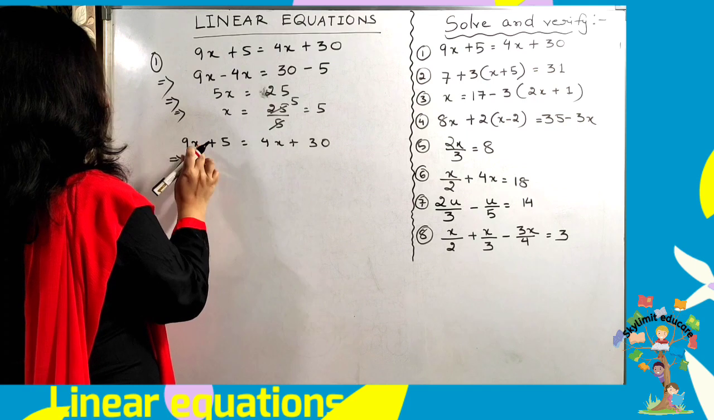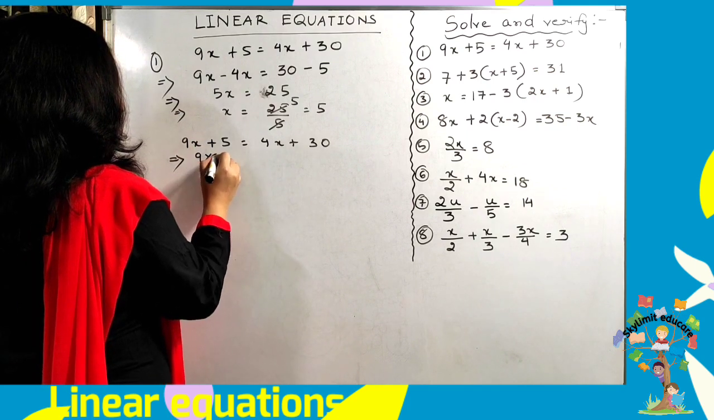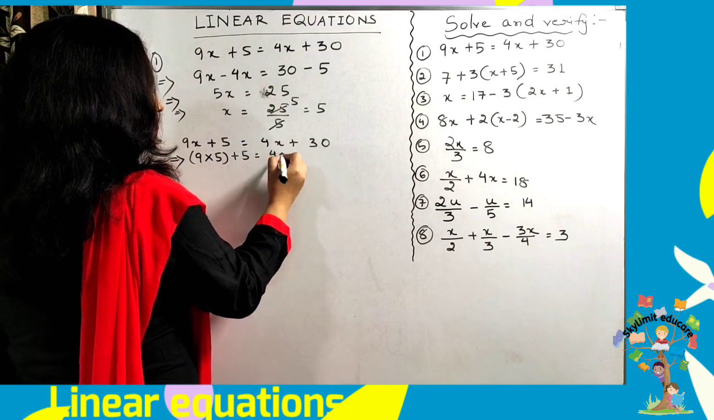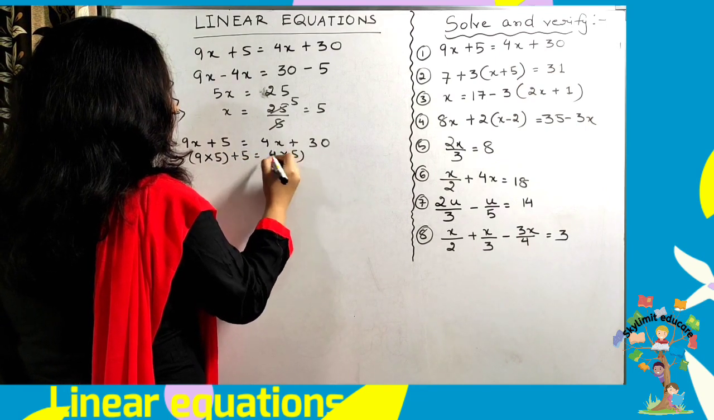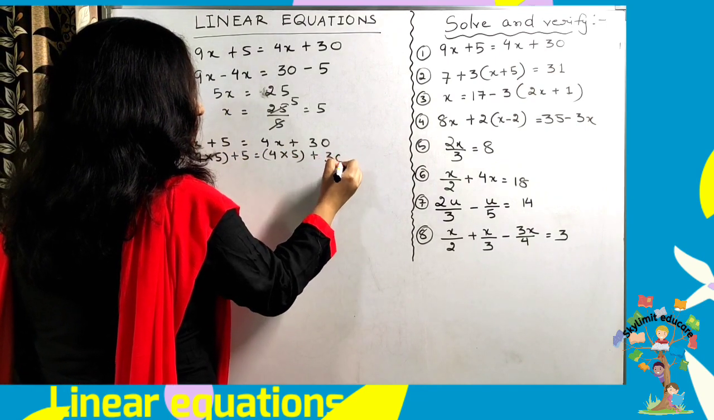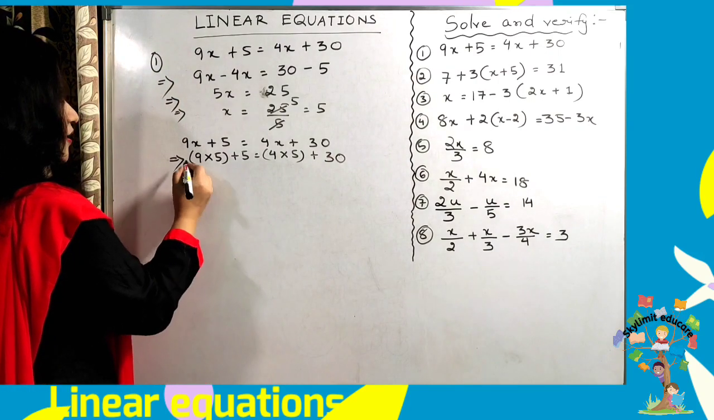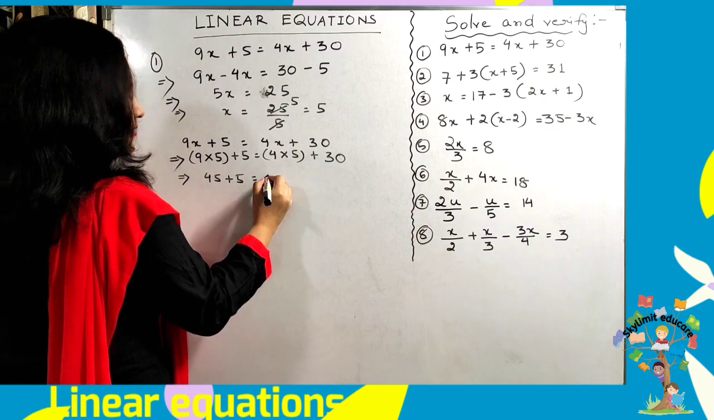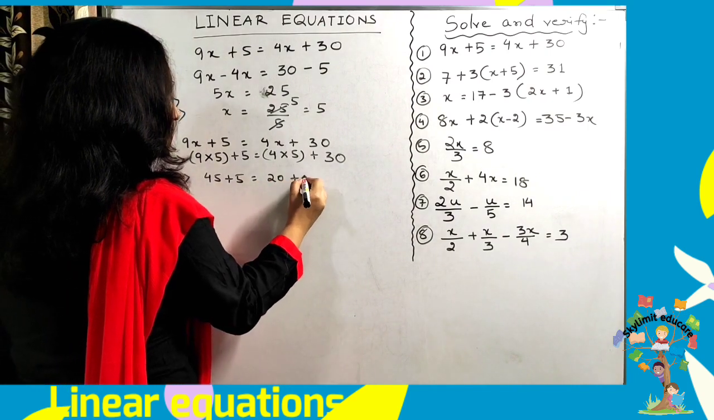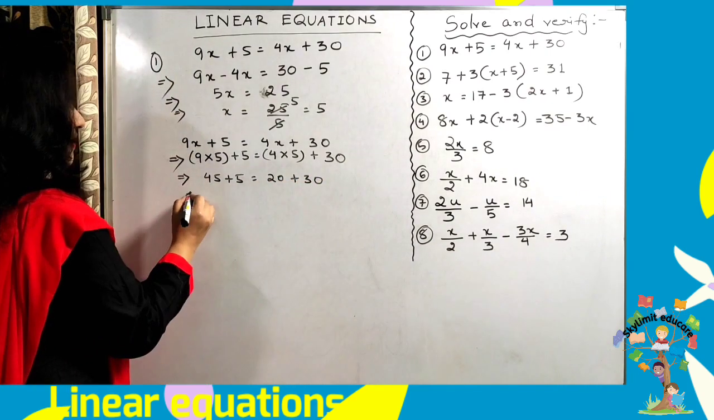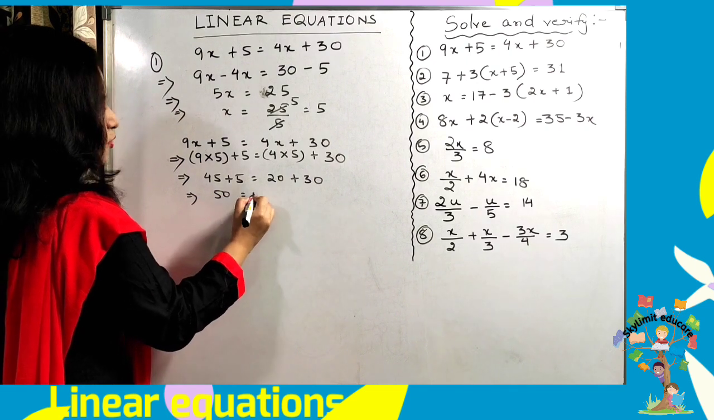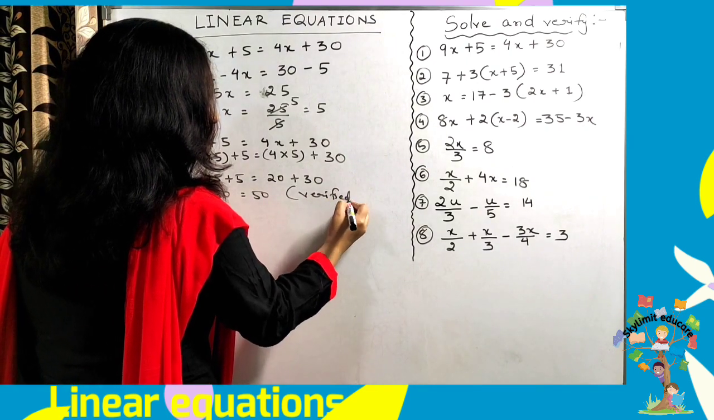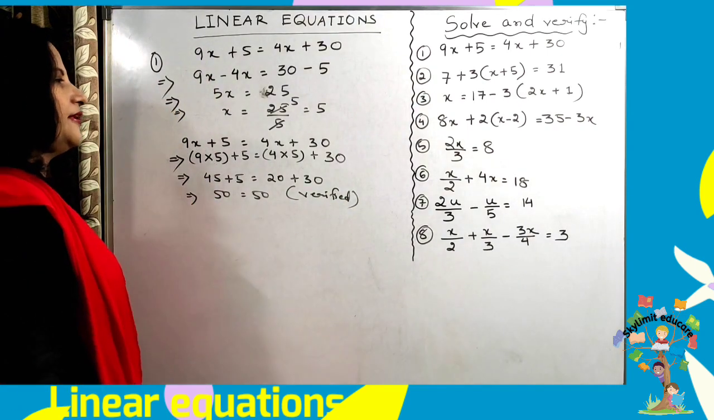I just substitute the value of x here. 9 is multiplied by 5 plus 5 on this side, and here 4 is multiplied by 5 plus 30. So I got 45 plus 5, and here 20 plus 30. As you can see, 50 is equal to 50. So it's verified. You can write hence verified. Yes or no? Or simply verified.